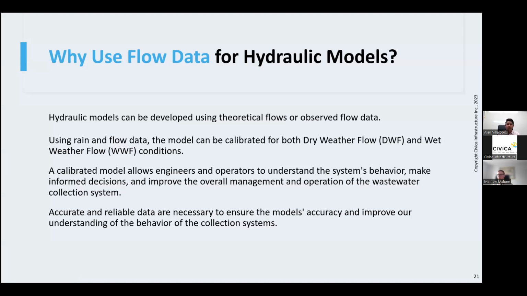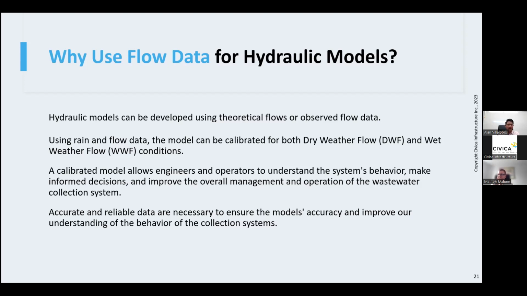So if we use flow data, then the model can be calibrated. And the model can be calibrated to dry weather flow when there's no precipitation, or it can be calibrated to wet weather flow when we also use the rain data to estimate or predict the flow during a certain rain event. Now, a calibrated model will help the engineers or the operators of the system to understand the behavior of the system. Like, why do we have these issues? Why is the water entering the sanitary system? Why do we need to upsize a sewer? So that is very important for the model to have a calibration.